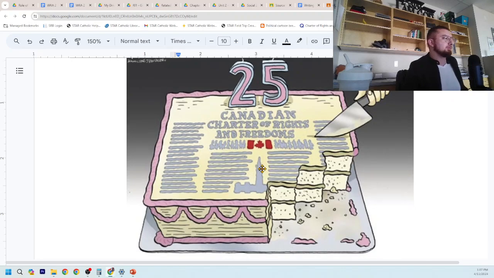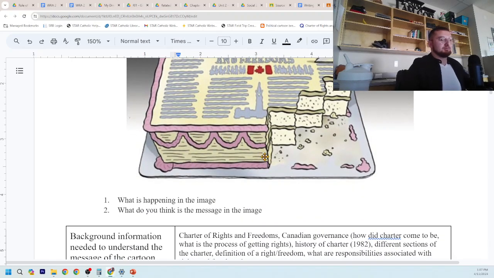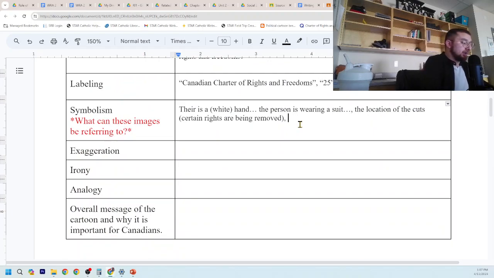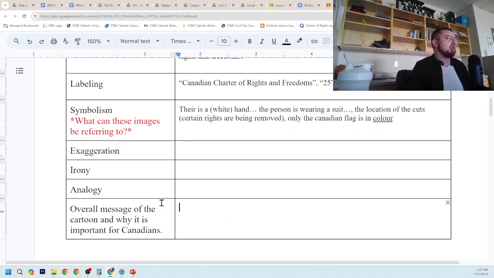That like, Canadian flag in Canada in itself. I see the vision. I like it. Okay. How do I narrow that down under symbols? So we could say only the Canadian flag is in color. Now for you, if you really want to build on this part, you could do that in the analogy and the overall message. These two are very similar. I'll talk about that later.